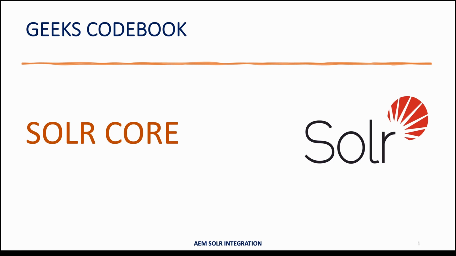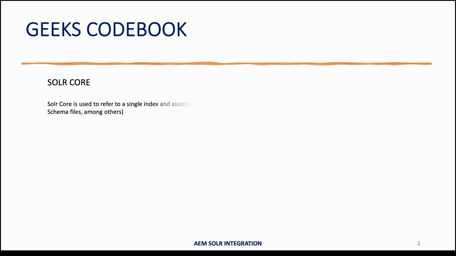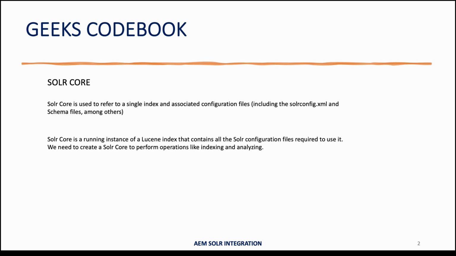Hi, in this tutorial, we'll talk about the Solr Core and how to create that core. So at a high level, Solr Core is used to refer to a single index and associated files and everything, right? Another definition is that Solr Core is a running instance of a Lucene index that contains all the Solr configuration files required for it. We need to create a Solr Core to perform operations, right?